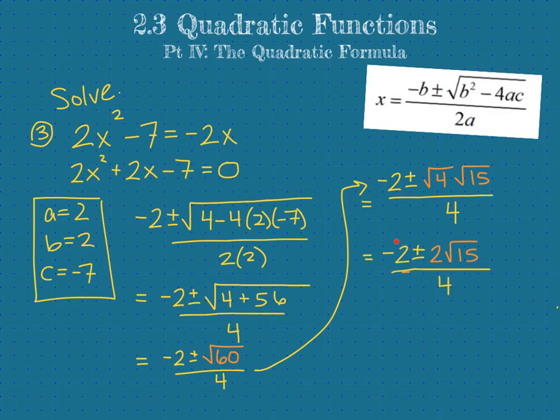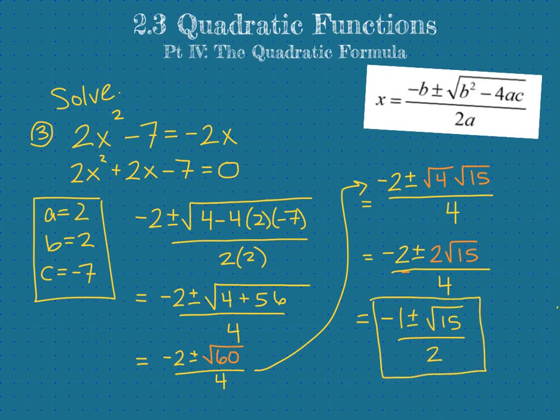Now, if we can simplify these 3 values right here, these values that make a triangle, all the ones outside the root, go ahead. They can all be divided by 2. And so when we divide those all by 2, we'll have -1 plus or minus 1 root 15 all over 2. And those are our 2 answers.